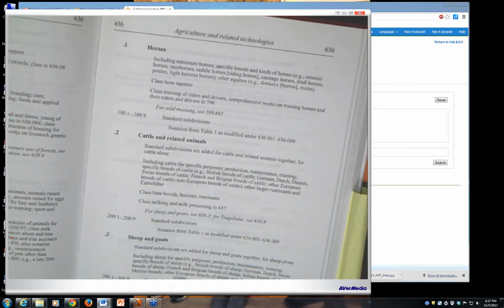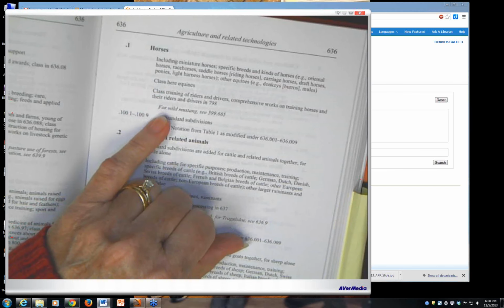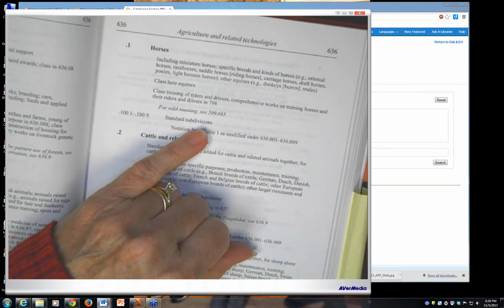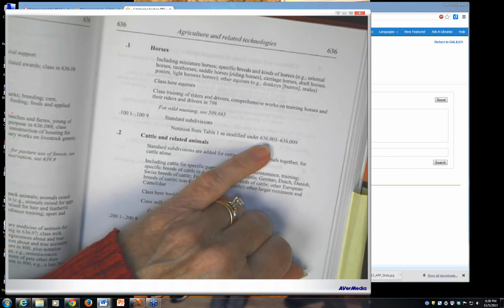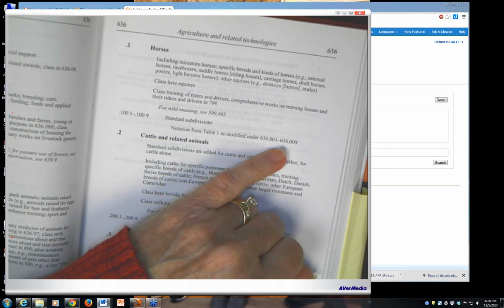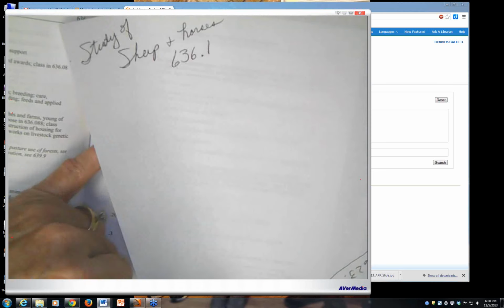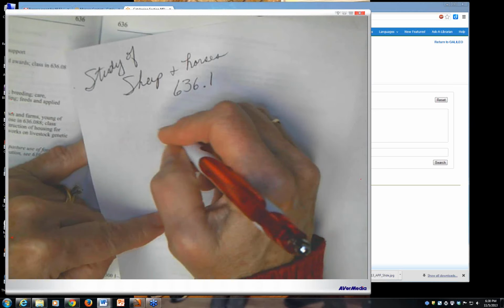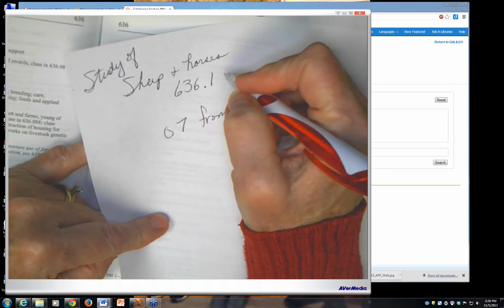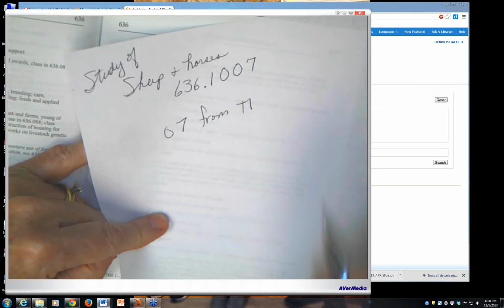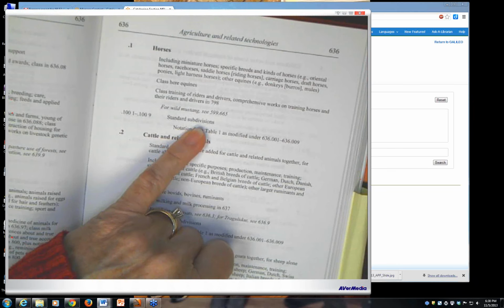So let's look at 636.1 and see if there are any notes about Table 1. And sure enough, standard subdivisions, Table 1, notation from Table 1 as modified under 636.001 through 636.009. That's telling me that in order to use the 07 from Table 1, I'm going to have to add 007. That extra 0 comes in because of my note right here on standard subdivisions.